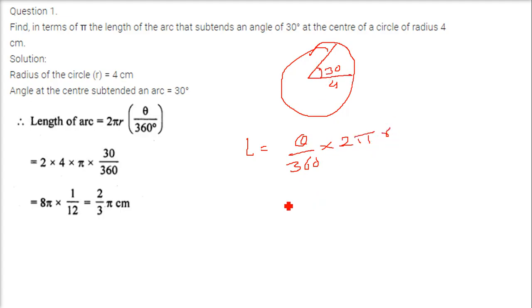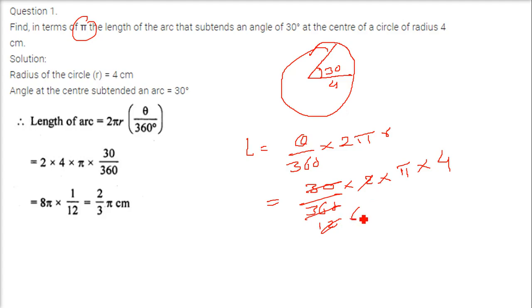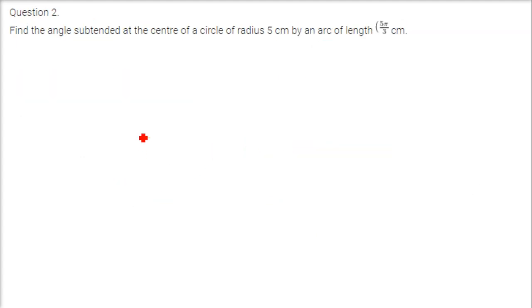So this theta is 30 degrees. So we use 30 degrees by 360 degrees into 2 into pi. Pi, because you have to find in terms of pi, so let us keep it as pi. And radius is 4. So this is 12, 2 sixes are 12, and then we have 2 to the 4, 2 threes are 6. So you get 2 pi by 3. This is the answer.